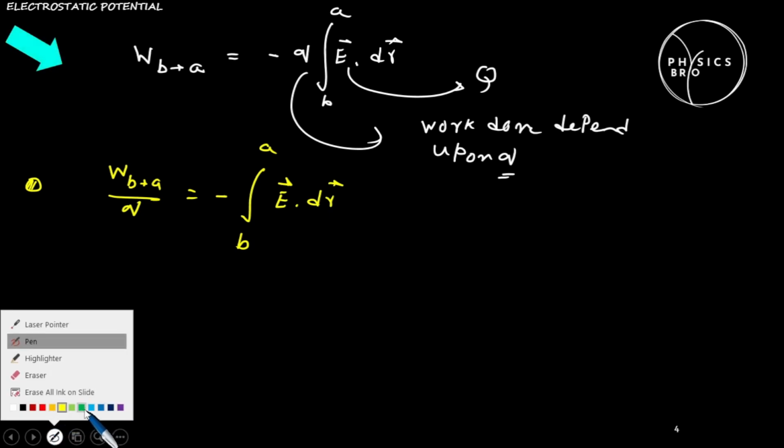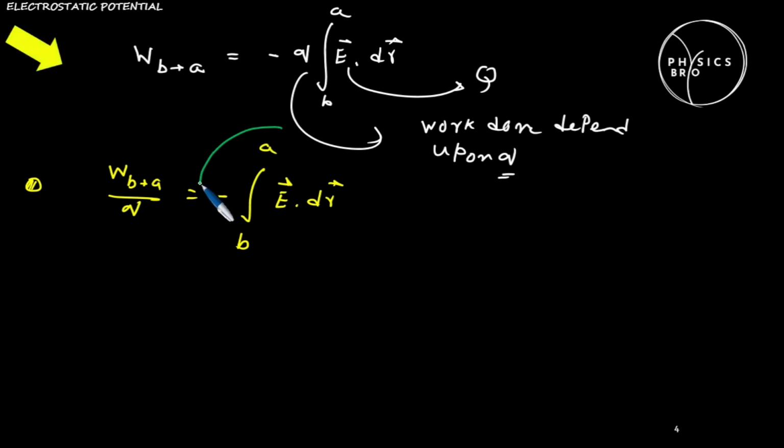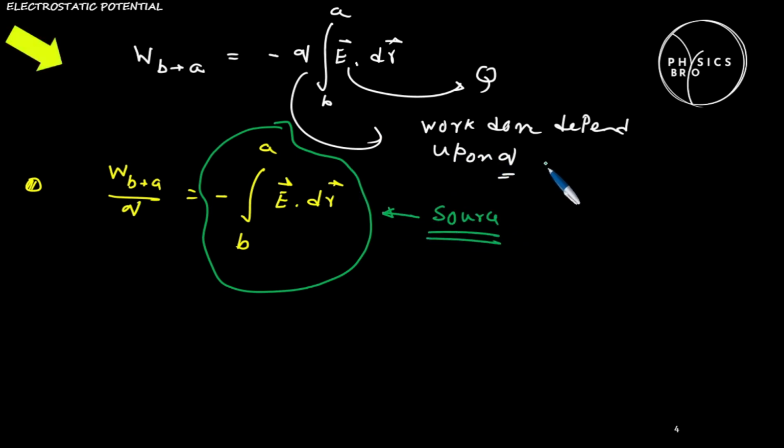Look at this point. Now if any charge is put here, this depends only on the source. So there is no need to think about which charge is coming and which charge is going. That's not needed now. We only care about the source, and it is easy to calculate because we don't have to mix up the capital Q and small q.